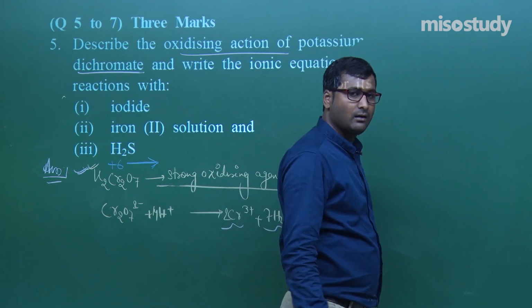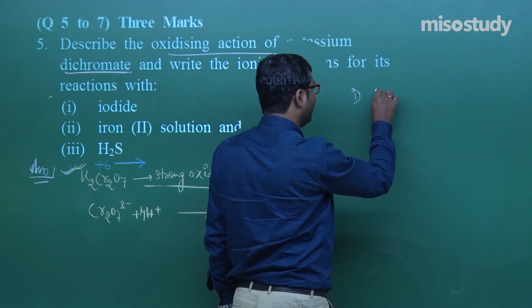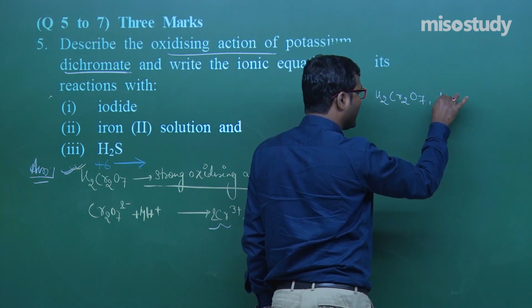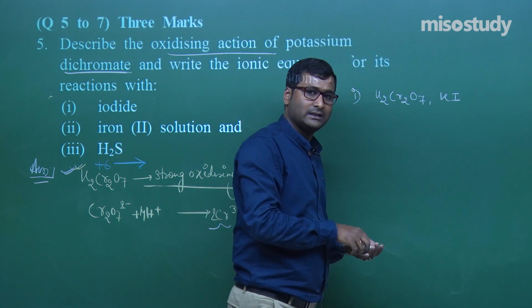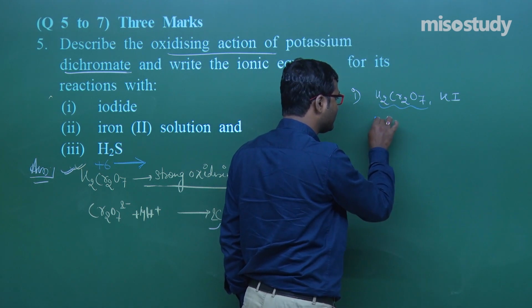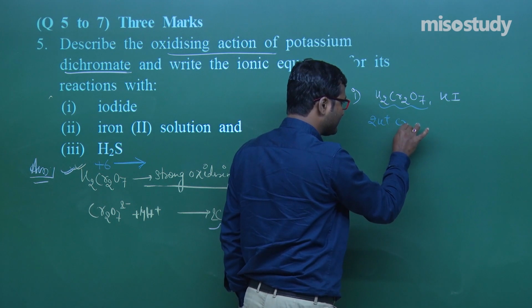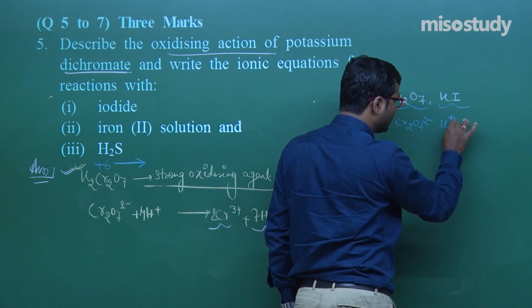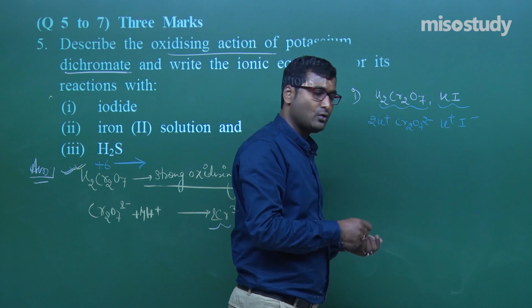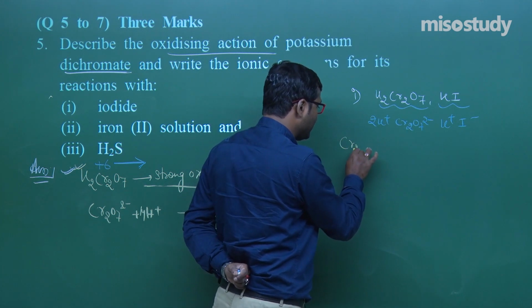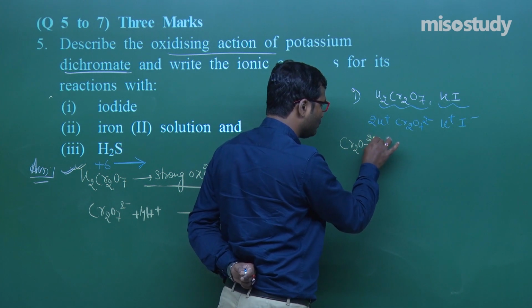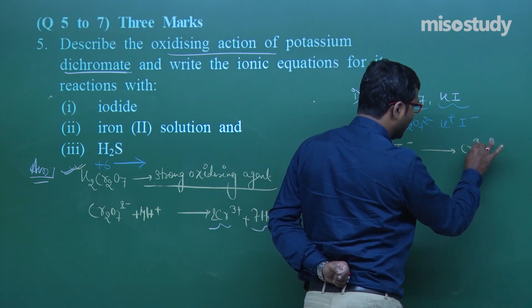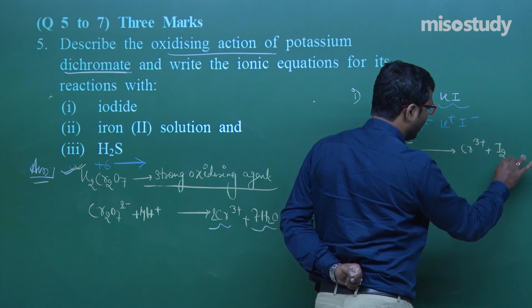That is, as we know, K2Cr2O7, my friend, when treated with iodide, that is KI, my friend, the skeletal equation will break like this: 2K plus and Cr2O7 2 minus, and KI will break like this, K plus and I minus. So what is the ionic equation here? Cr2O7 2 minus plus I minus gives you Cr3 plus and I2, my friend.